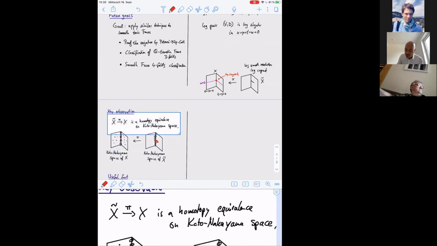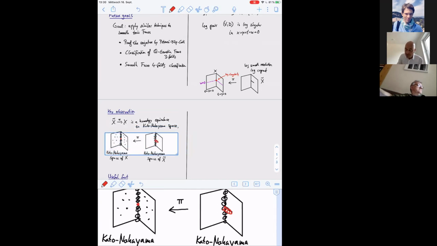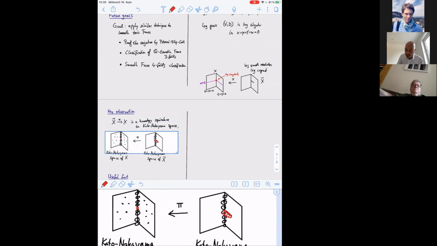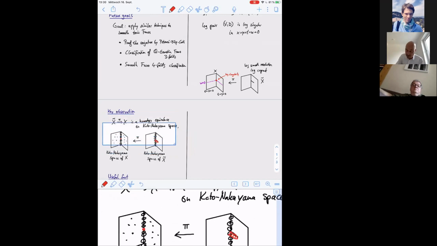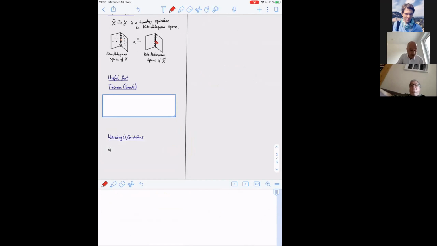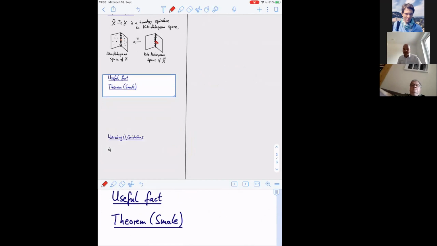So we want our resolution to have this property. Not all resolutions have that, but we want a resolution that is a homotopy equivalence on Kato-Nakayama spaces. Let me finish my presentation today with two useful facts about these topological models for the nearby fiber that exist even without an algebraic smoothing, those Kato-Nakayama spaces.